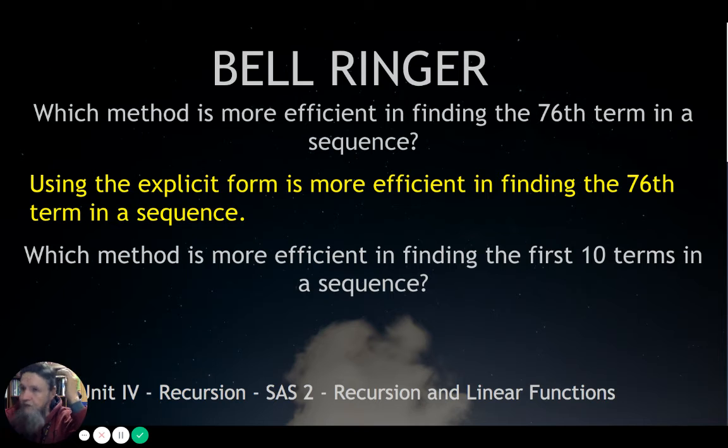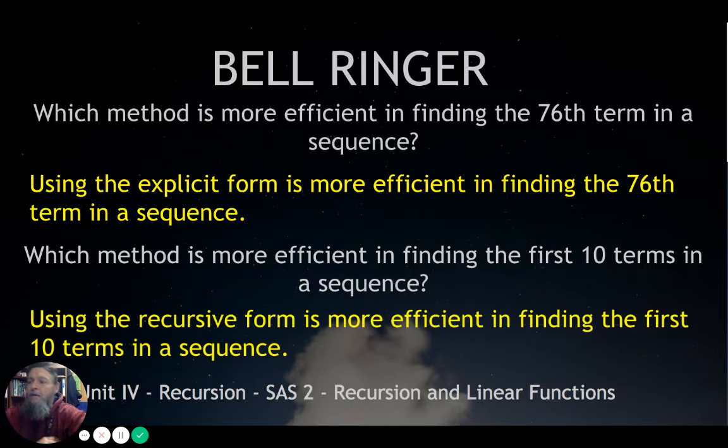Which method is more efficient in finding the first 10 terms? Well, the recursive form is the method you would use to find a term based on the last term. If you're given the initial term, you can use the common difference or common ratio to find the next term, and you can do that 10 times and you have the first 10 terms. So the recursive form is more efficient in finding the first 10 terms in a sequence.